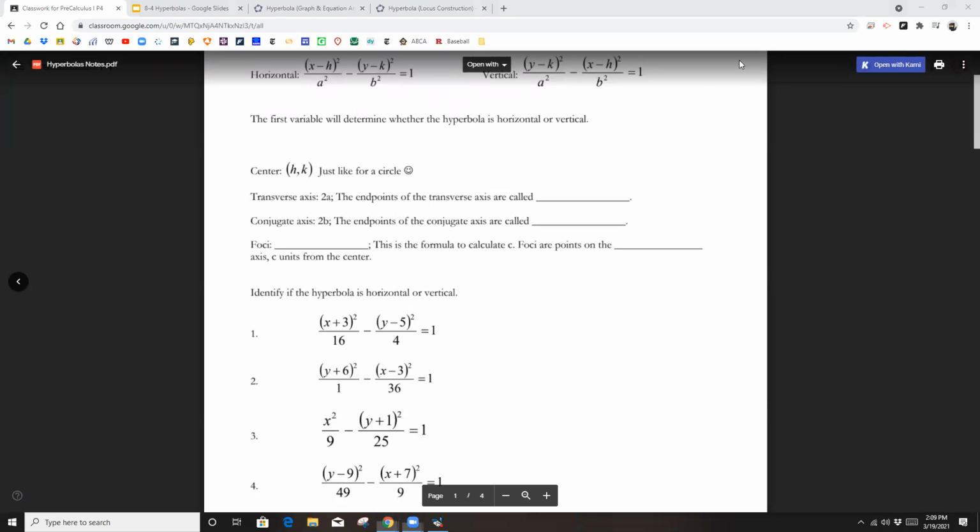So the endpoints of the transverse axis we saw earlier, those are called the vertices. So those are the actual points on our hyperbola. If it's a horizontal hyperbola, they'll be left and right of the center. If it's a vertical hyperbola, they'll be above and below the center. Then the endpoints of the conjugate axis are called the co-vertices.